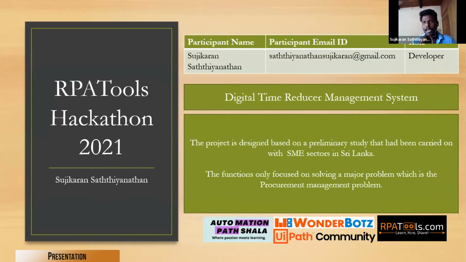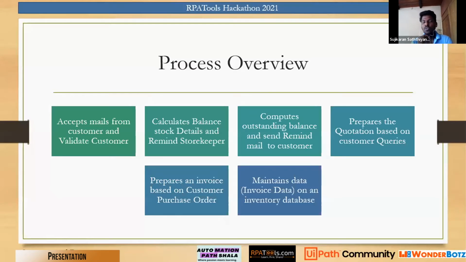Usually a management company has so many routine works. For example, they need to check their stock availability daily, and they send customers reminders of outstanding balance details. Sometimes users send a quotation request, they reply with a quotation, they send a purchasing order, they create an invoice. So there are so many daily routine works, and I try to solve those through this project.